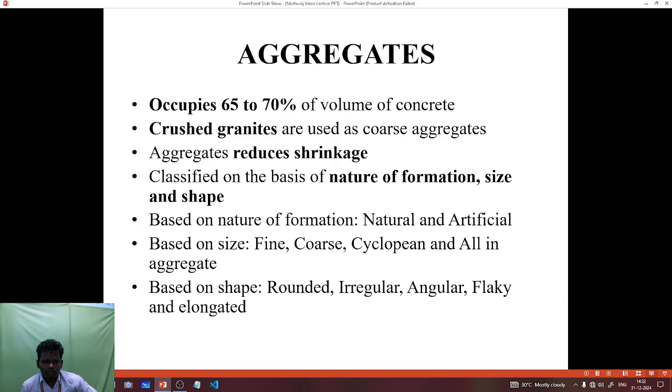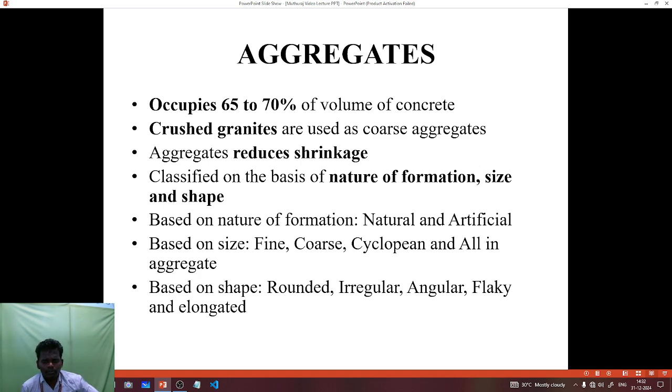Now we could revise something about aggregates. Aggregates, as we have seen, are commonly used as filler in concrete materials and occupy 65 to 74% of the volume of concrete. Crushed granites are used as coarse aggregate, and aggregates reduce shrinkage. They are classified on the basis of nature of formation, size and shape.